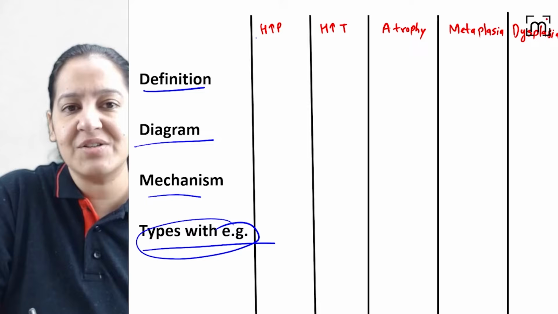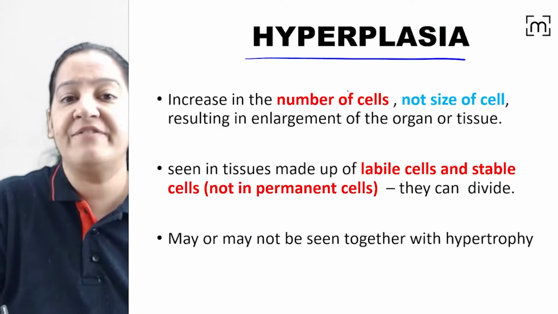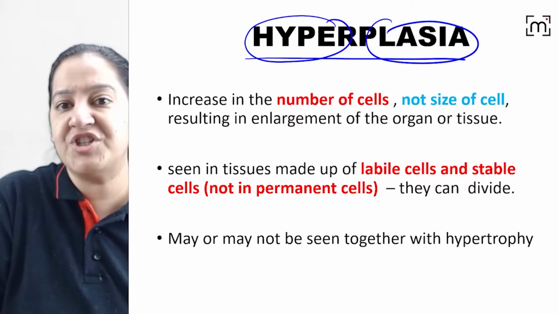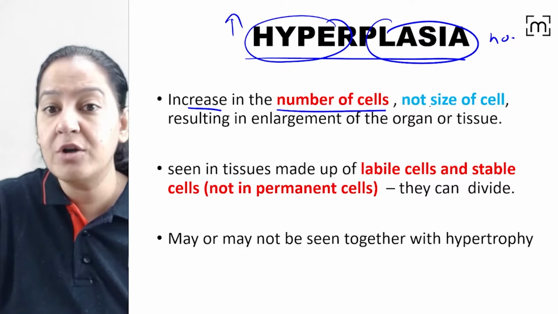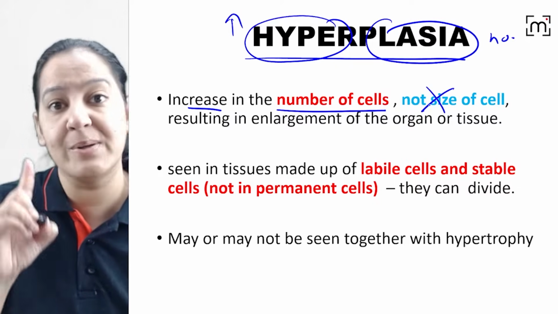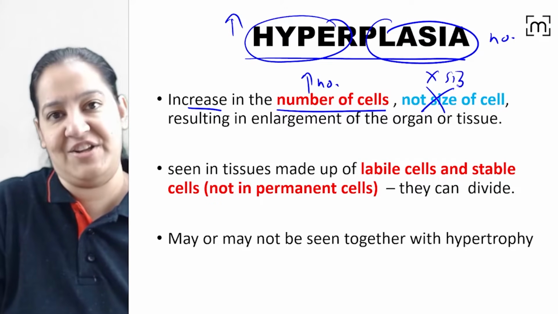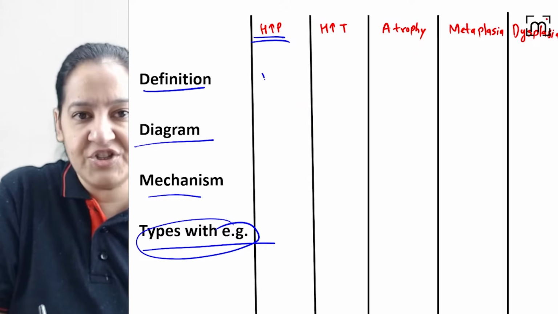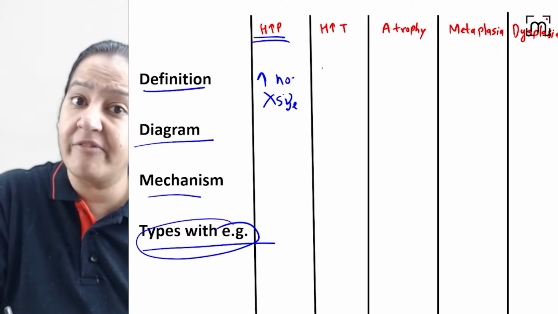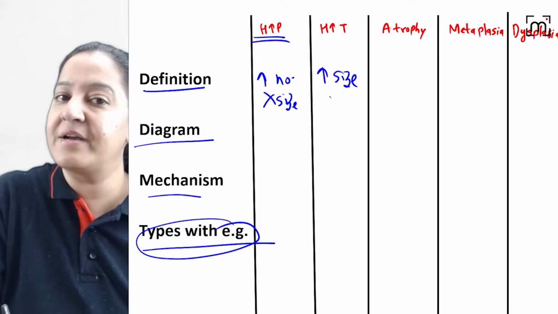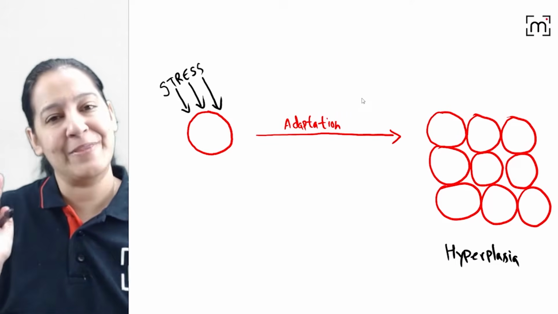So start with first hyperplasia. Start filling this table. Start with hyperplasia. What is the definition? Plasia means number and hyper means more. So it is increase in number of the cell but not in size. Please mention not in size also in the definition. That is the definition, right? So write the definition. It is increase in number of the cell but not size of the cell, right? And hypertrophy is reverse. It is increase in size of the cell but not the number of the cell, right? So you have to write like this, right? So write the negative finding also. Draw the diagram.